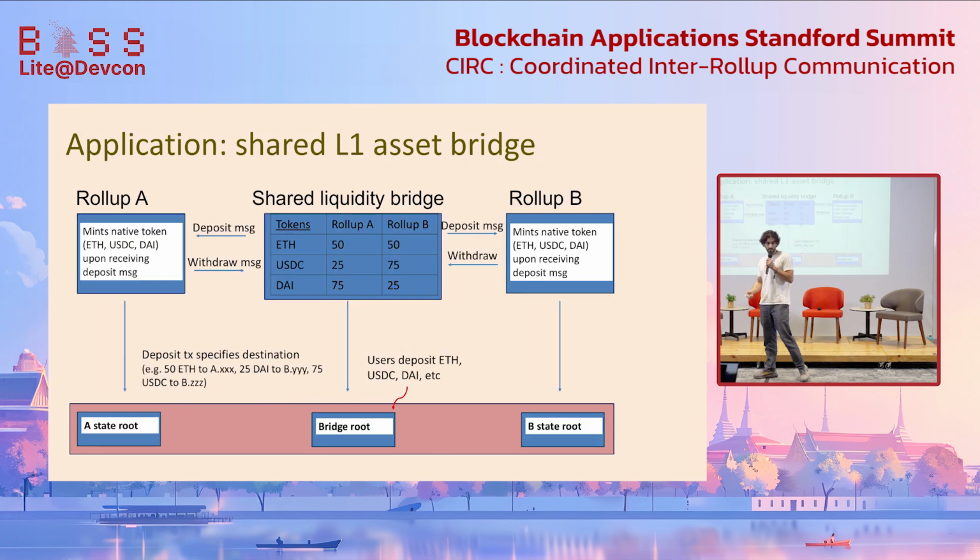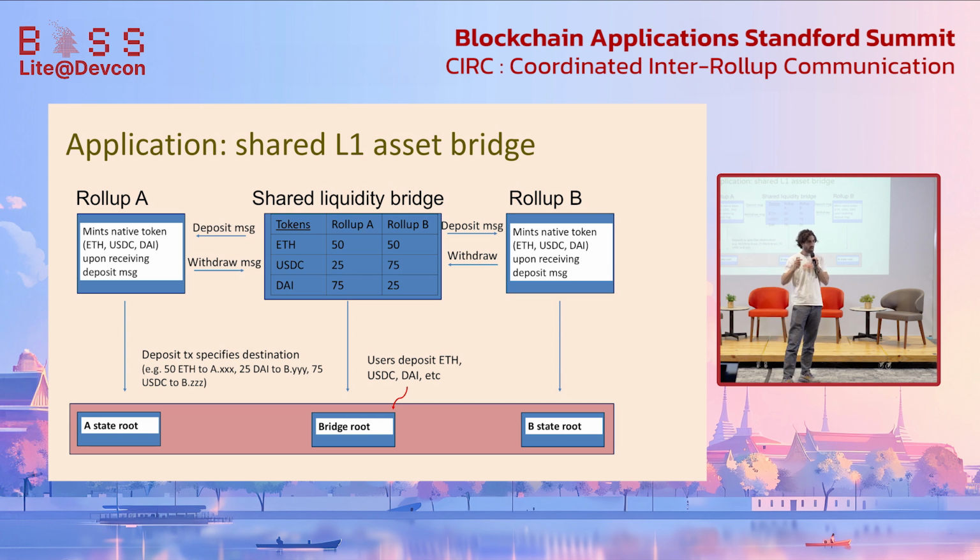Okay, so one thing that you can do once you have some form of cross-chain messaging that I would like to highlight is something called a shared L1 asset bridge, where it's essentially a third rollup through which users would actually deposit all the assets, and it would maintain a table of which rollups these assets are stored on, right? So you wouldn't directly deposit ETH into rollup A or rollup B. You would deposit ETH into this shared liquidity bridge rollup that just holds a table of which rollups it's stored on.